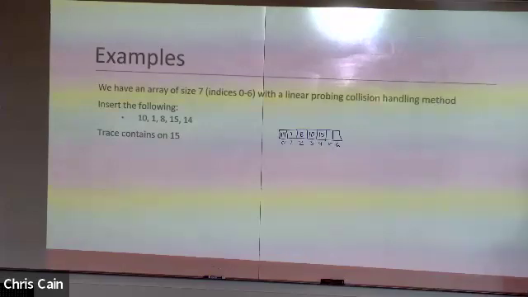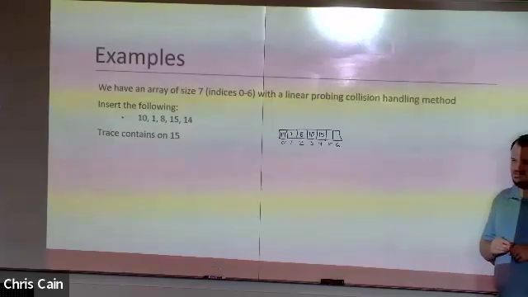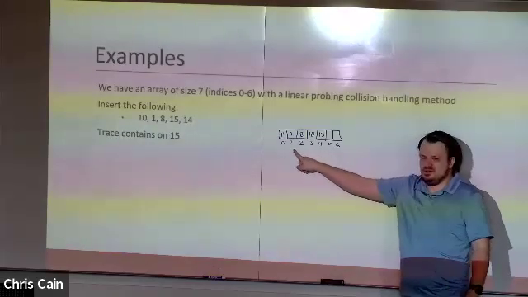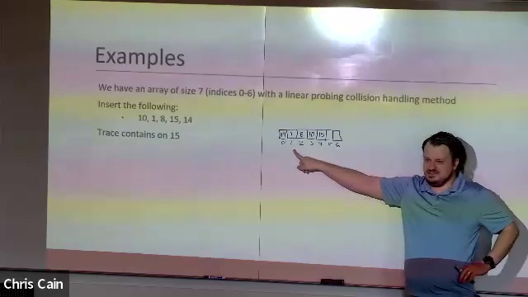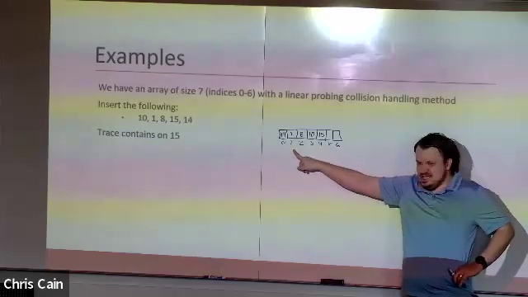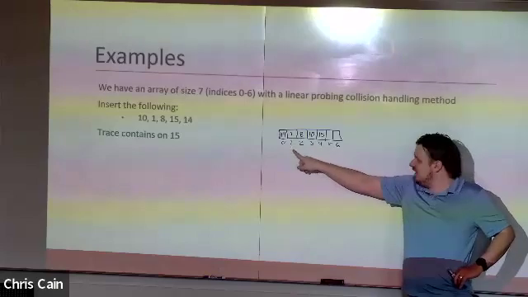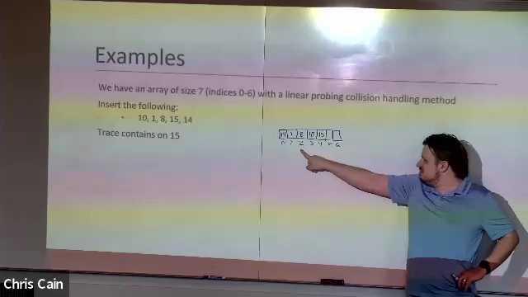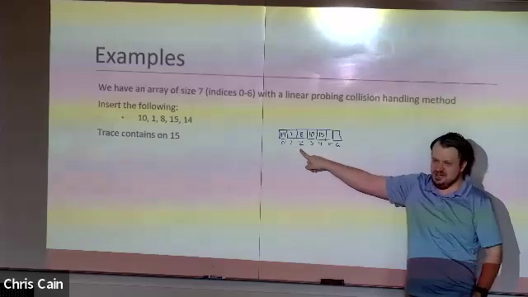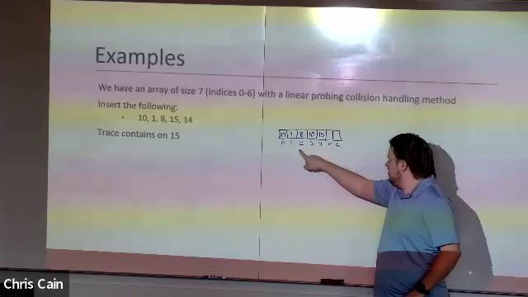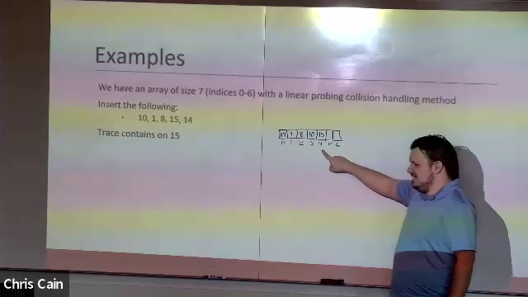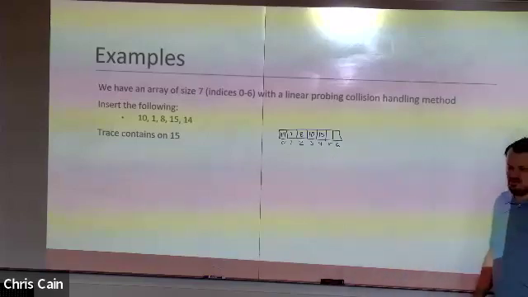So we are first going to hash it. 15 hashes where? To 1. So we're going to ask, is the value that's stored at 1 equal to 15? No. Is it empty? No. So we're going to look at the next element. Is what is stored at index 2 equal to 15? No. Is it empty? No. Not equal to it, not empty. Hey, look, we found it. We're going to return that it's in the table.